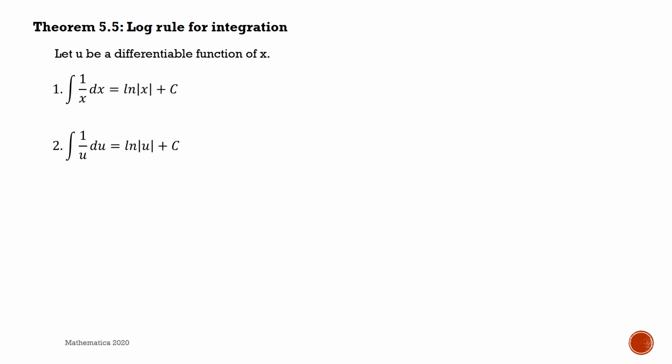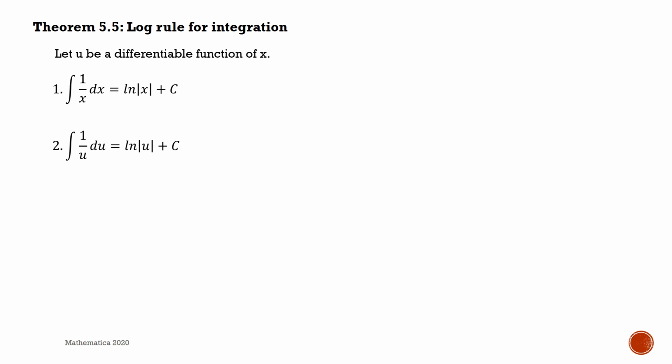The second rule is similar to the first one, except it's u. So now remember that if it's a function other than x, we use u instead. So for example, if it was 1 over x squared, or 1 over x plus 1, or 1 over 3x minus 2, regardless, any one of those falls under u, so therefore it will simply be the ln of the absolute value of u plus c.